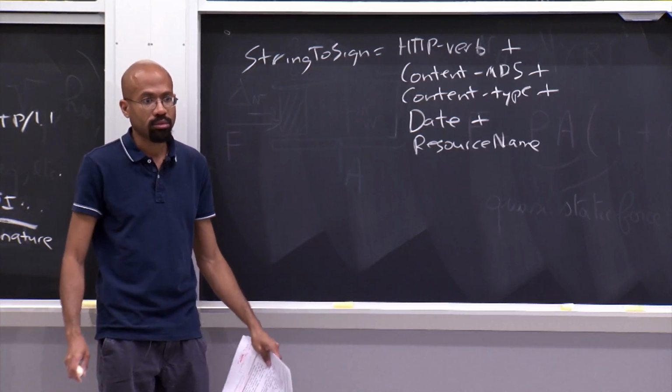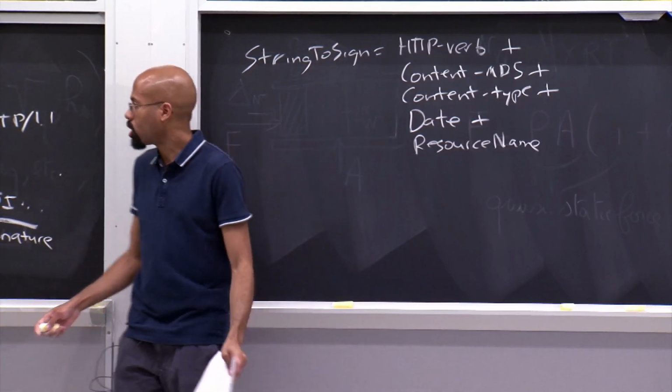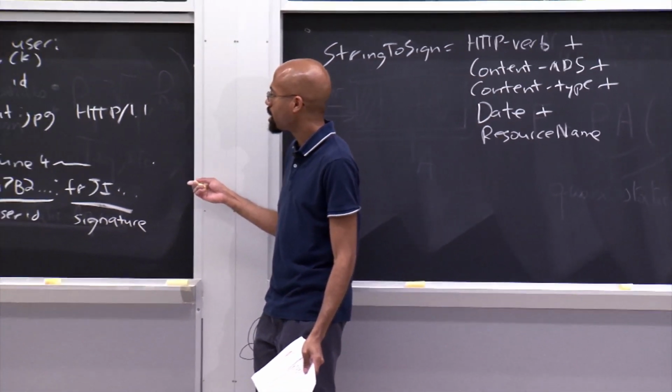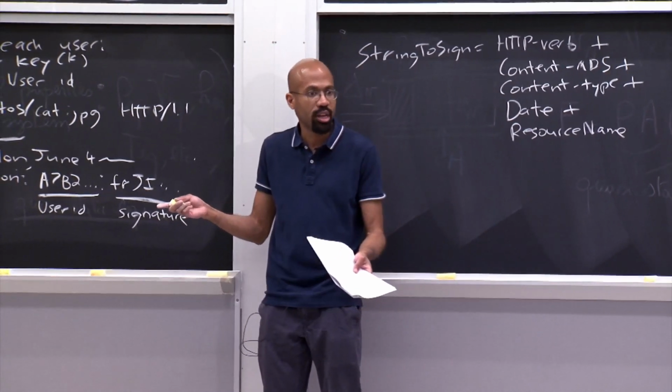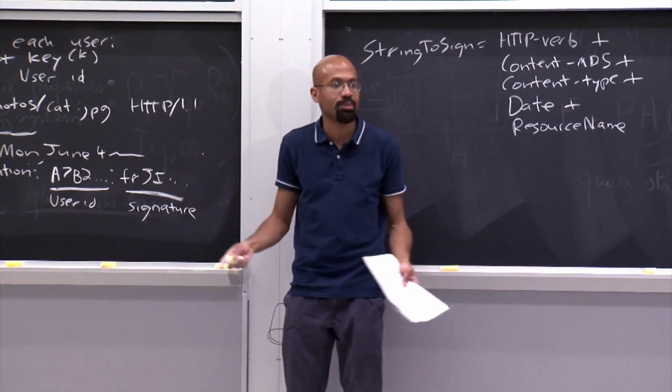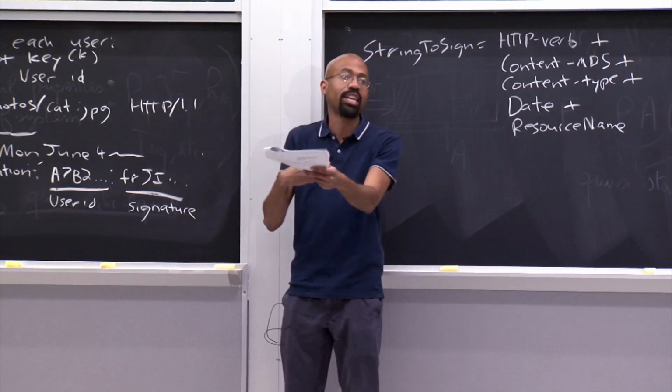So what would be the content here since it's a GET request? Oh, so in this case, for the content, that's probably going to be nothing, like the empty string. But you can imagine there's like a POST or something like that. You'd actually have the data of the HTTP request.